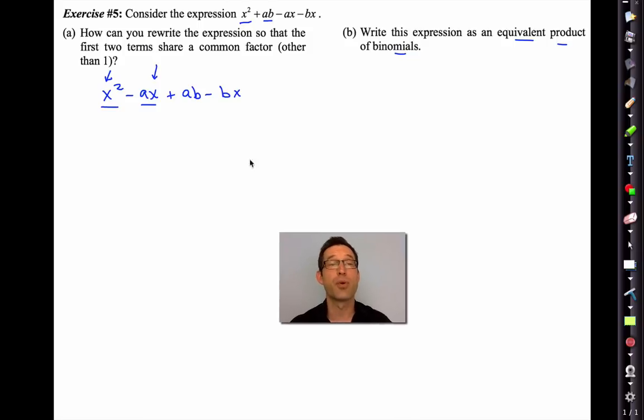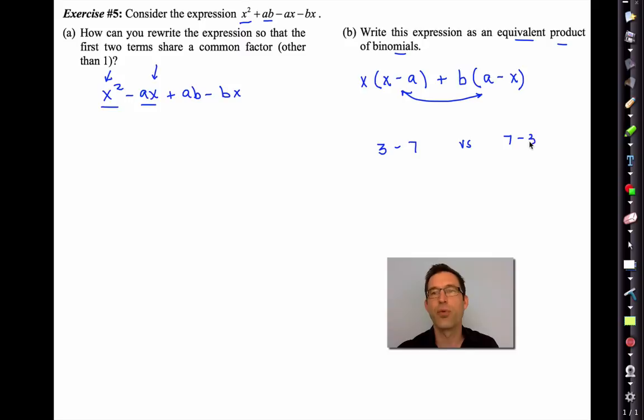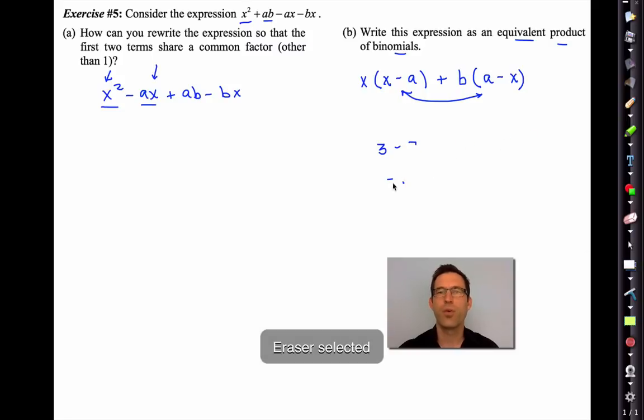Okay, this is actually pretty tricky, because once I factor that x out of the first term and I'm left with x minus a, the tendency would be to factor a b out of the second term and be left with a minus x. Now, these guys are close, but they're not the same thing, right? That's kind of like 3 minus 7 versus 7 minus 3. They're very, very common, but they're not the same, right? This is negative 4, this is positive 4. So we don't quite have it.